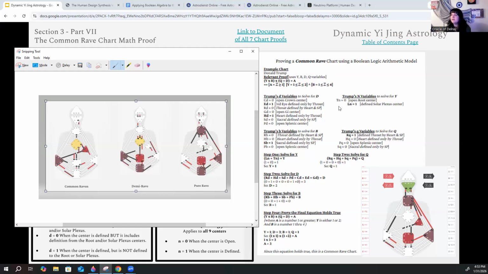President Trump has all the values. So his sacral is defined only by the solar plexus, as his rave connection is the B variable. His heart and third eye are defined only by the throat and not by the solar plexus, so that's the D variable. And then his throat is defined both by the solar plexus and these other two. So he has all four of the variables present in his chart through different connections. And if you plug them in, it ends up being that A is 3 and everything holds true.